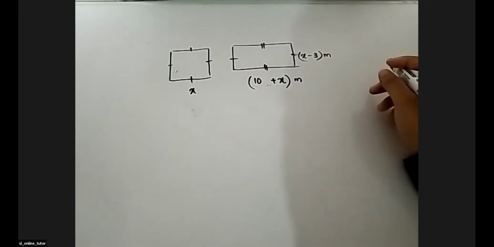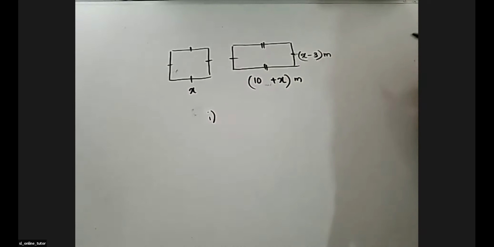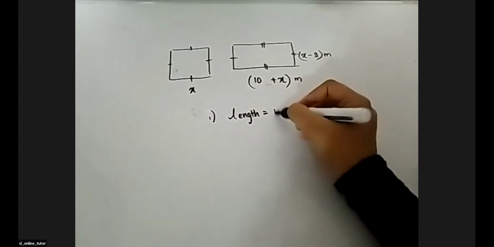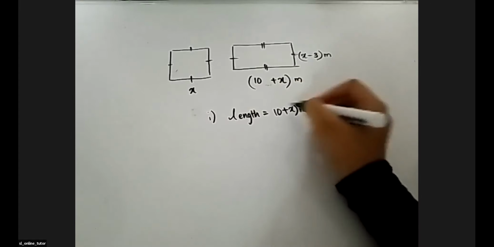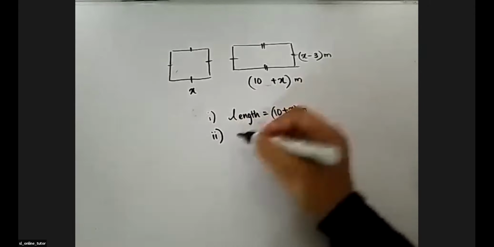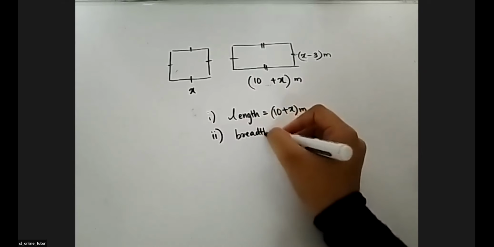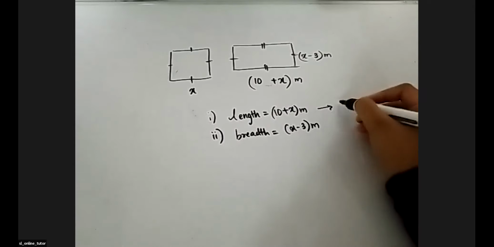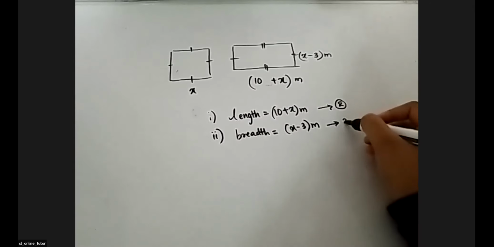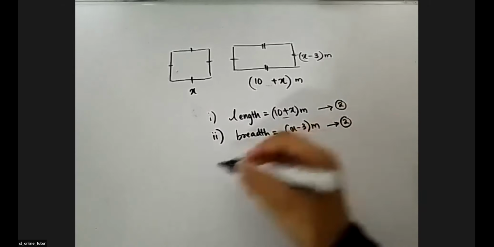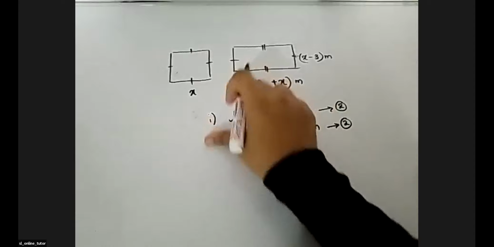Right. Now we'll go to the question. Roman number 1 says, express the length and breadth of the rectangular shaped land in terms of x. So the length of the rectangle is 10 plus x meters. You have to write meters, if not, you only get half marks. Breadth is equal to x minus 3 meters. So you get 2 marks here and 2 marks here, because 1 mark for writing this one, 1 mark for writing the unit correctly, right? So this is not Roman number 2, sorry.